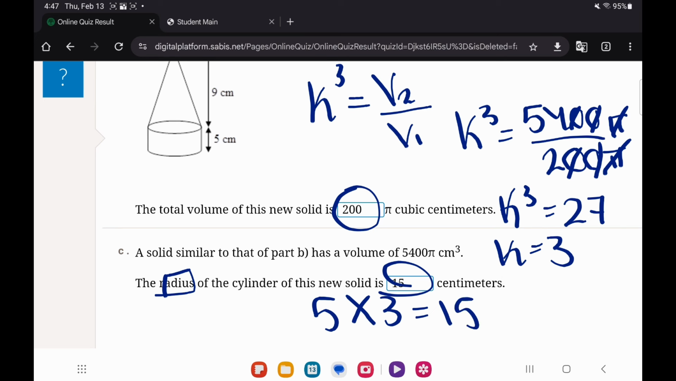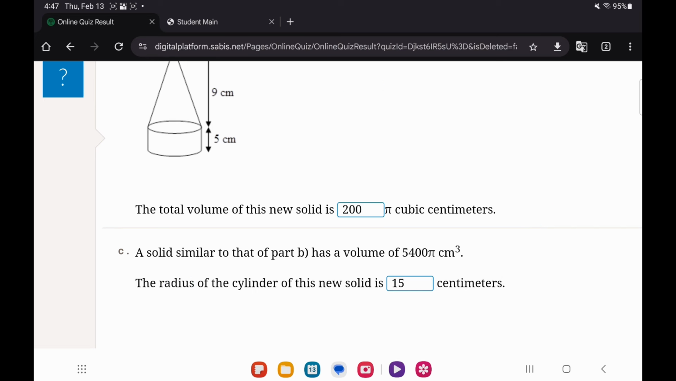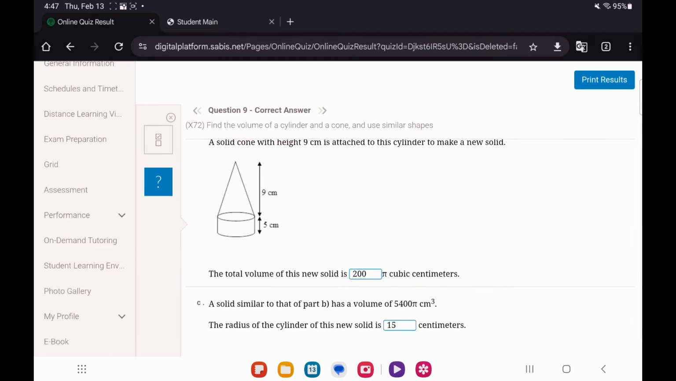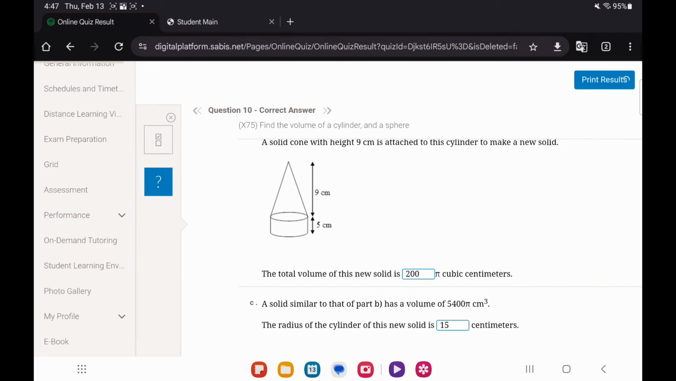And that's your answer. So remember, when they're asking you to find different volumes, you do K cubed equals volume 2 over volume 1, and that's your scale factor. But that's not your answer. You have to multiply it by whatever they're asking for. Okay? Now question number 10.